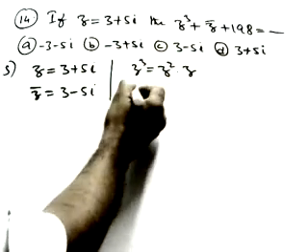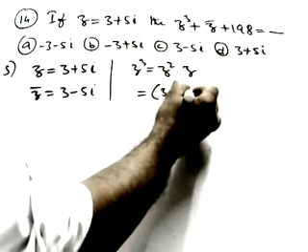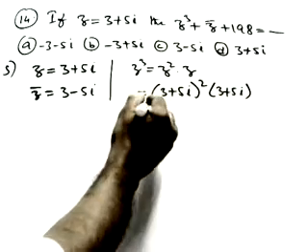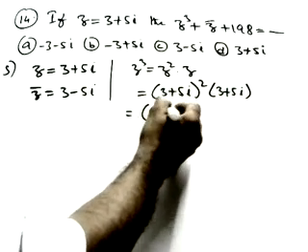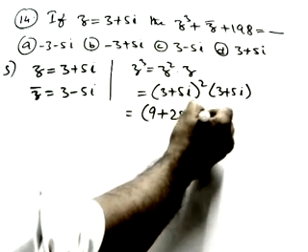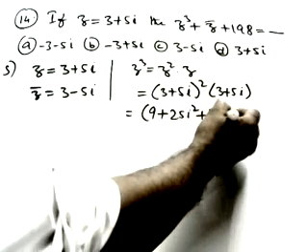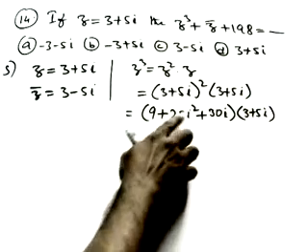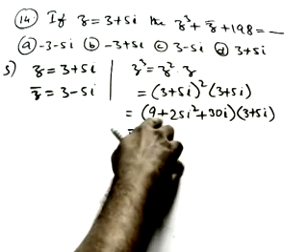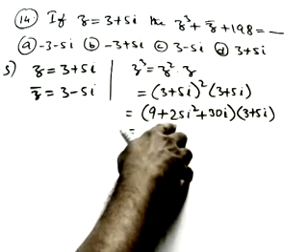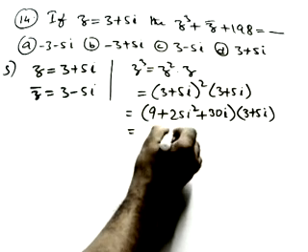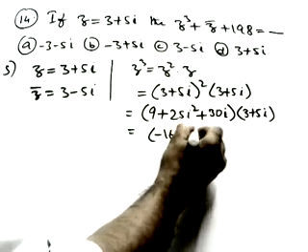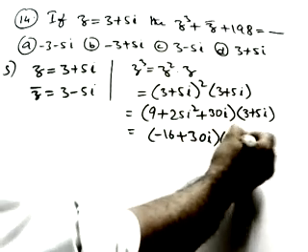Let me make some steps easier. We can write z cube as z square into z. So z square means (3 plus 5i) whole square, into z, which means 3 plus 5i. Now this is (a plus b) whole square, a square plus b square plus 2ab. 2 3s are 6, 6 5s are 30i. Now you see here, i square is minus 1. So this is 9 minus 25, which is minus 16, plus 30i.